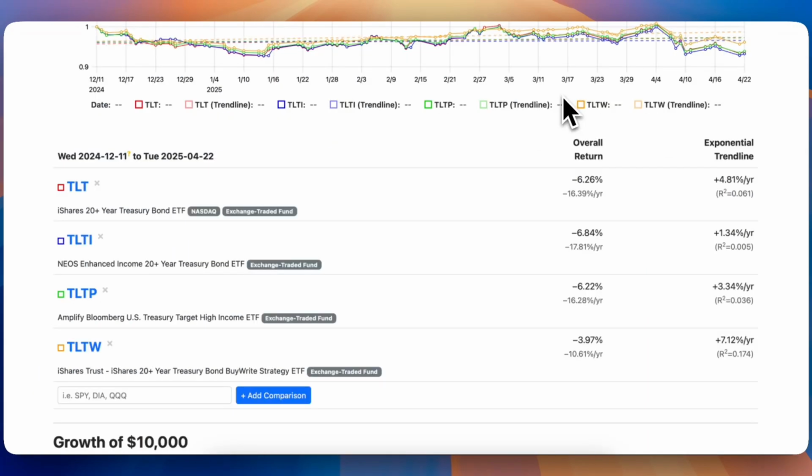So these new strategies make boring bonds exciting again. TLT is no longer just a hedge, but it's now the foundation for creative income. TLTI, TLTP, and TLTW offer investors options, literally. So pick the one based on your needs, your risk, your comfort, and your time horizon.